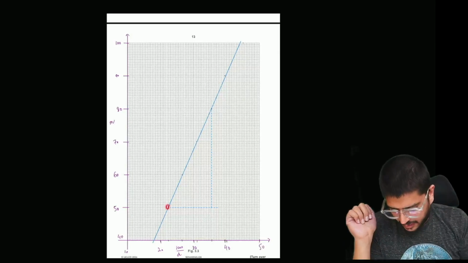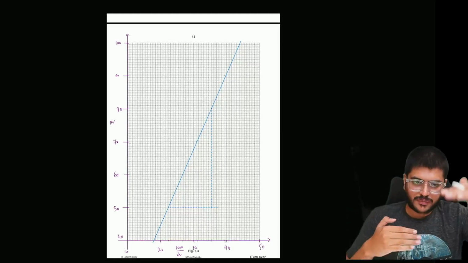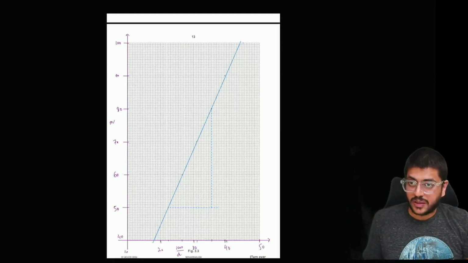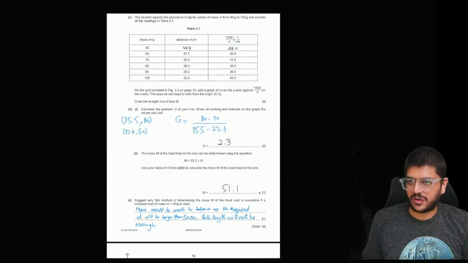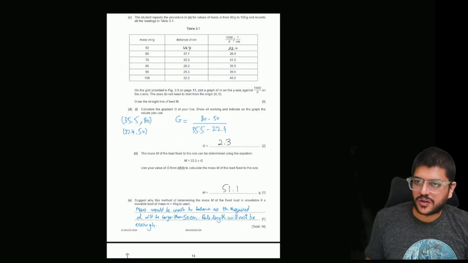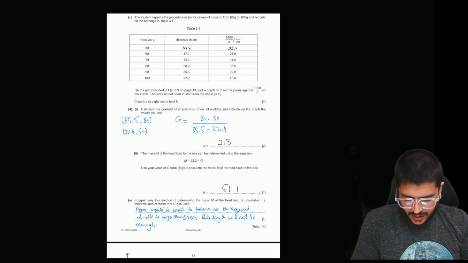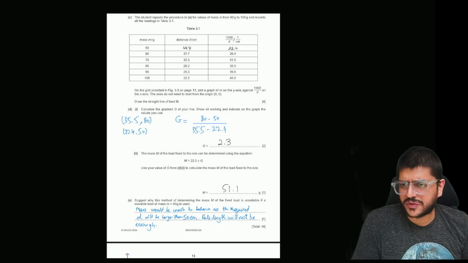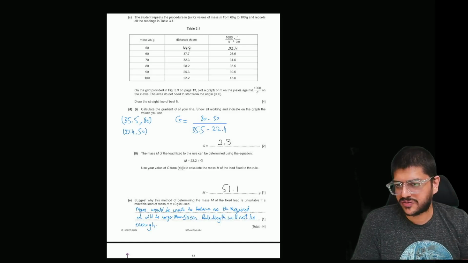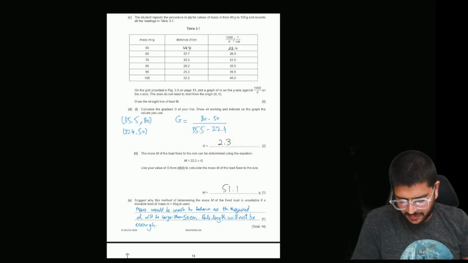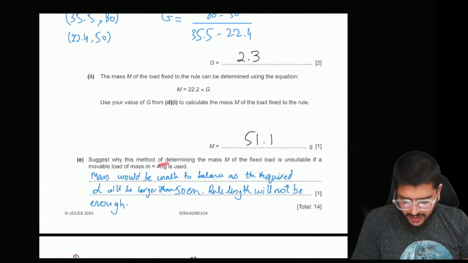So that's exactly what I did. I picked up points on the table. I made sure that they at least have the line apart, and then I just created havoc by finding the gradient from those points. Good havoc. And 80 minus 50 divided by y2 minus y1 or x2 minus x1. I found the gradient to be 2.3. It's in the range. Found the mass value by multiplying this. Got the answer.